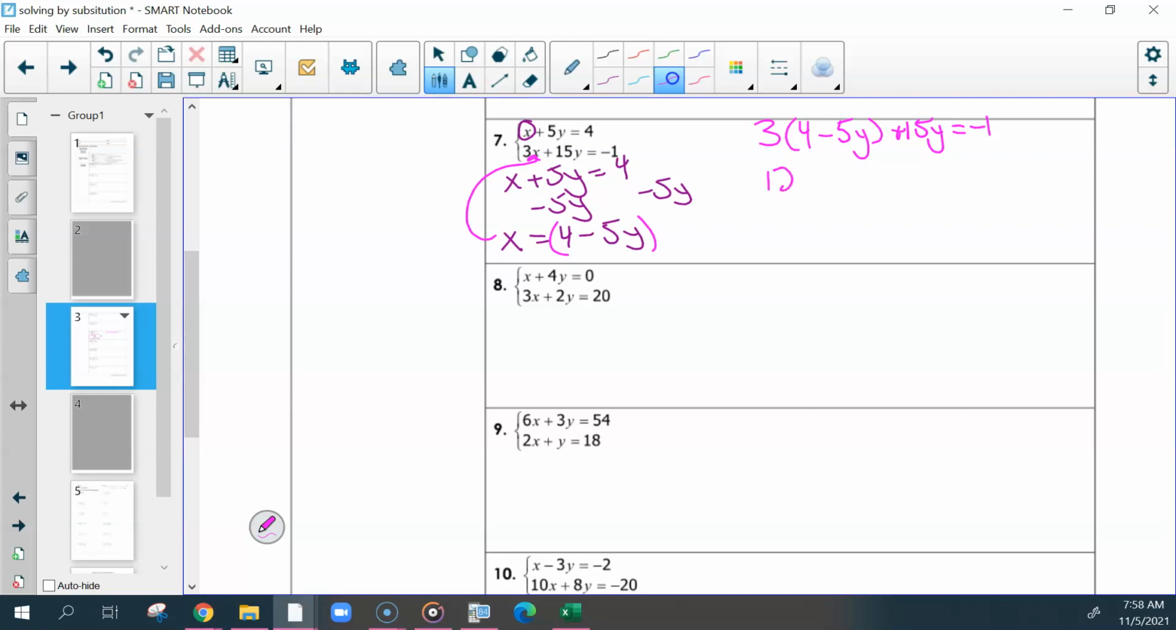So here we get 12 minus 15y plus 15y equals -1. When we combine our like terms, -15y plus 15y, they cancel. So I'm just left with this. All of my y's disappear. What type of solution would this be? No solution.